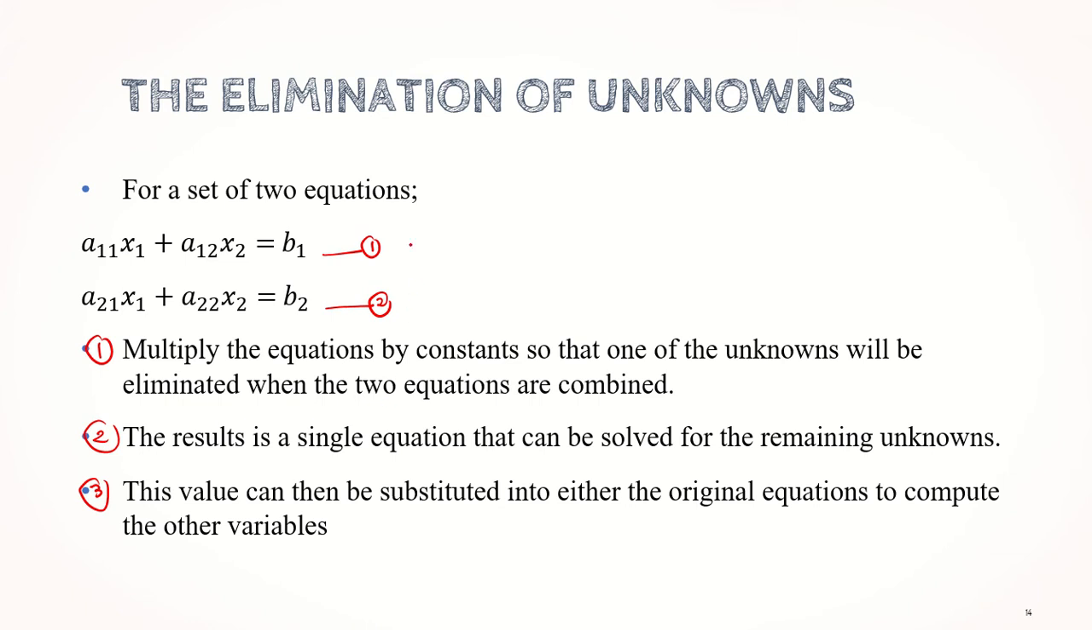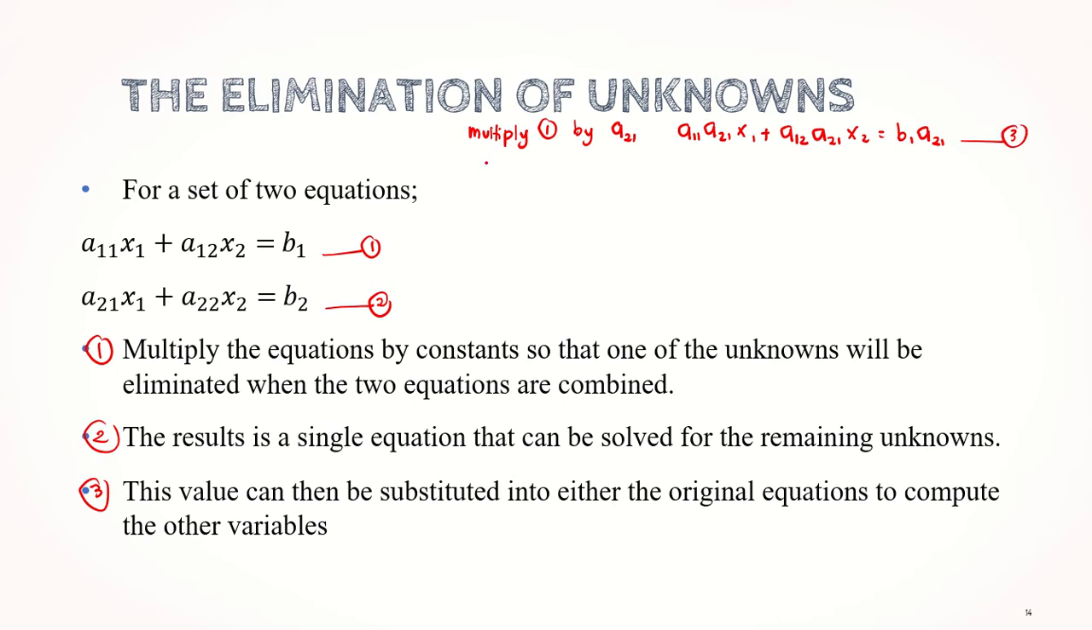For example, if we have equations 1 and 2, we multiply equation 1 by a21, the coefficient here, and we get a11 a21 x1 plus a12 a21 x2 equals b1 a21. This we represent as equation 3.